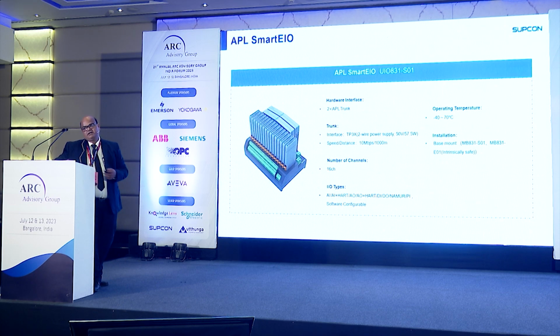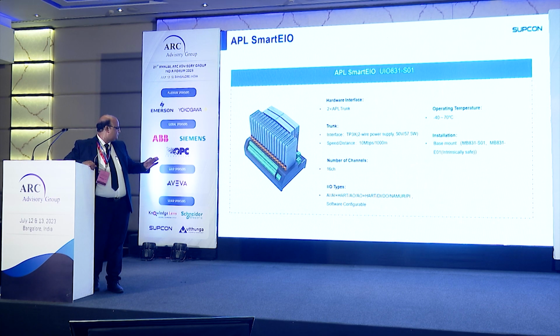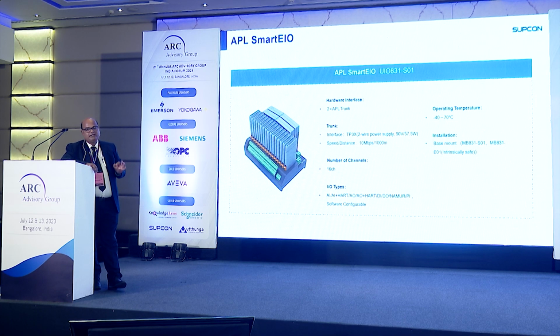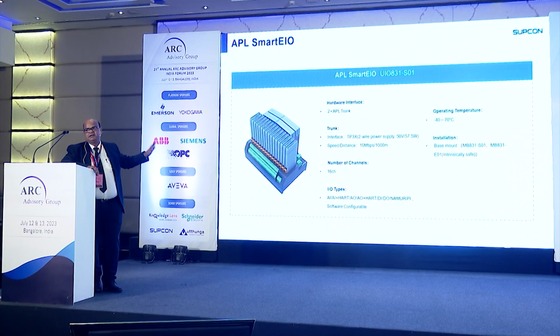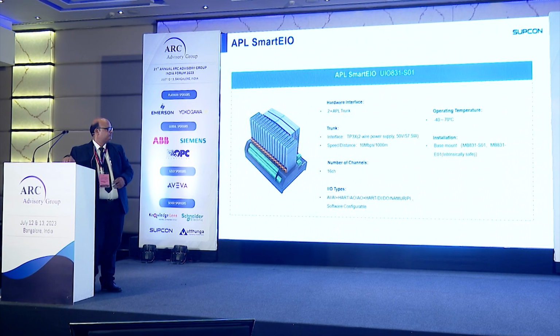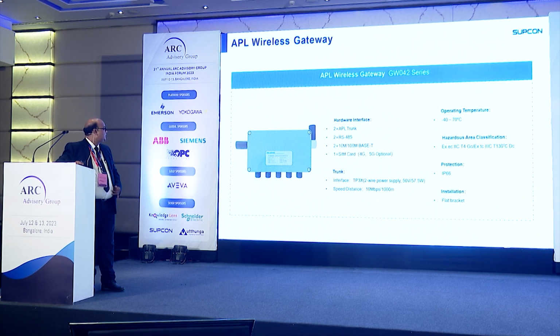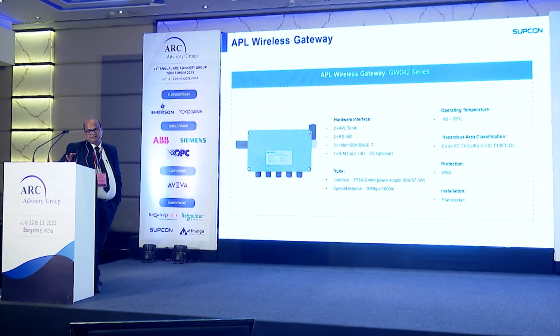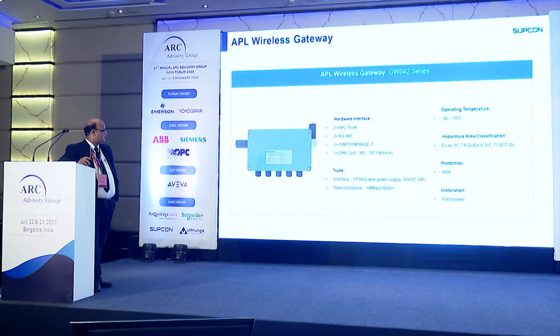In the APL Smart EIO, you can connect any type of AI, AO, DI, DO. So that is the simplest one. You can put it into the site, connect all the instruments to the Smart EIO, and get communication with the DCS. So this is the APL wireless gateway. All the wireless instruments we are connecting through the APL wireless gateway.